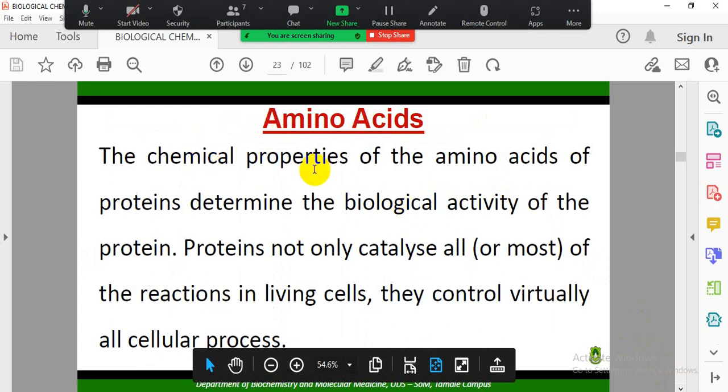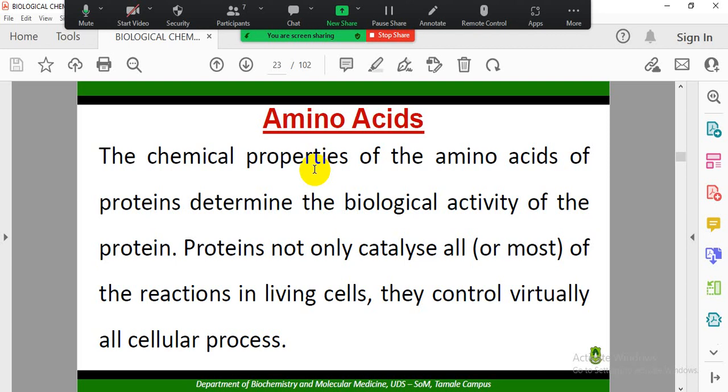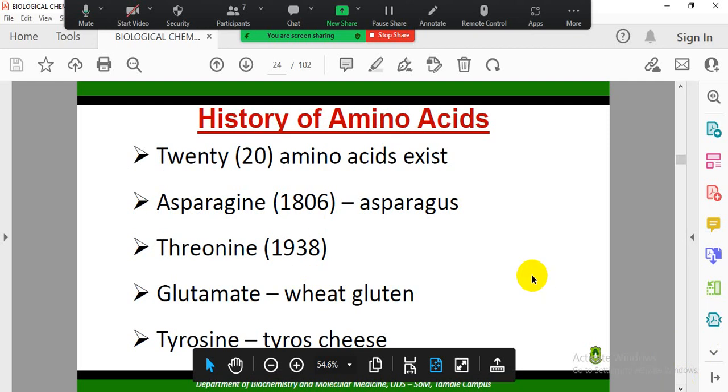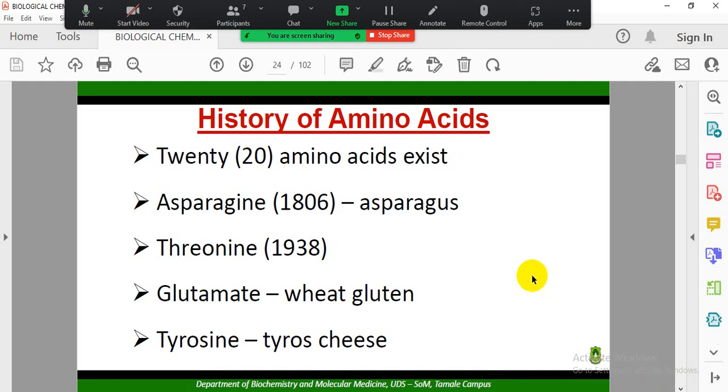The chemical properties of the amino acids of proteins determine the biological activity of the protein. Proteins not only catalyze all or most of the reactions in living cells, they control virtually all cellular processes. So everything about you is protein. The insulin that transports glucose from your blood to the liver and the muscles is made up of proteins. All the enzymes in your body are proteins. We'll be doing enzymology.